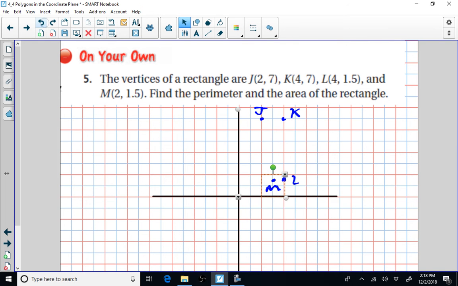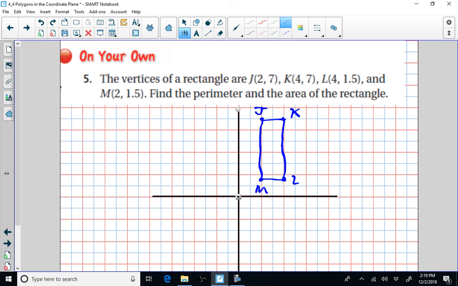Oops, let's undo that. Had a little trouble with that. Undo that. Alright, label that M. And connect the segments. I'll just draw lines here. It's a rectangle. Try to be neat. And there we go. Now we're asked to find the perimeter and the area.